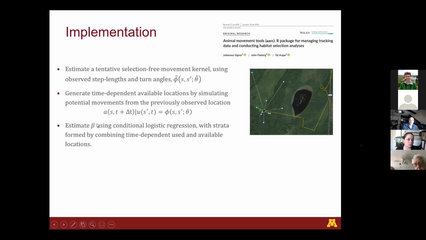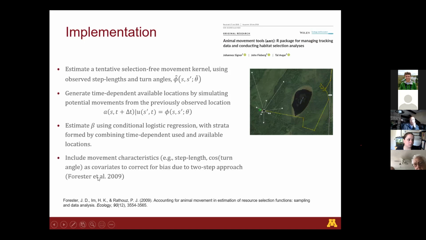One thing to note is in doing this, if we just use this approach, we would end up with estimates of these parameters that are potentially biased. And we can remove that bias by incorporating movement characteristics in our conditional logistic regression model, things like step length or cosine of the turn angle. And this is all discussed in James Forester's paper in 2009. This is a really neat paper if you're a quantitative ecologist interested in movement ecology.